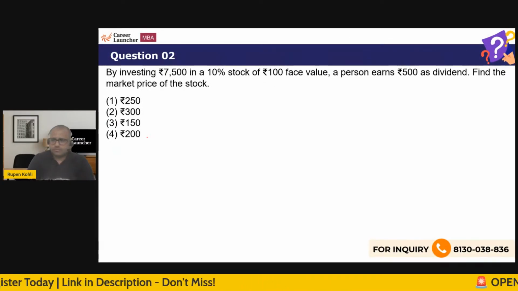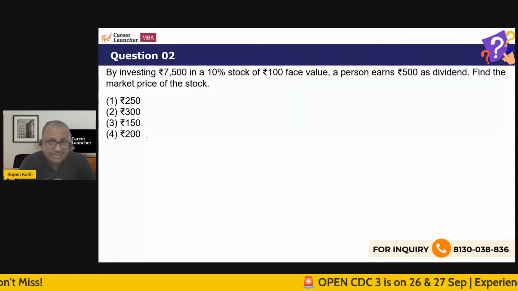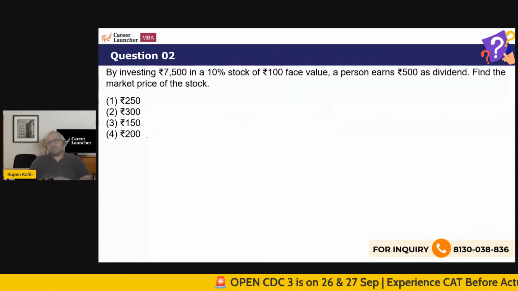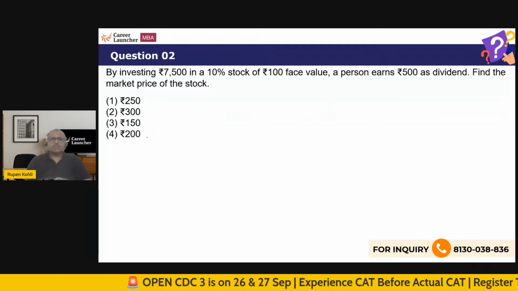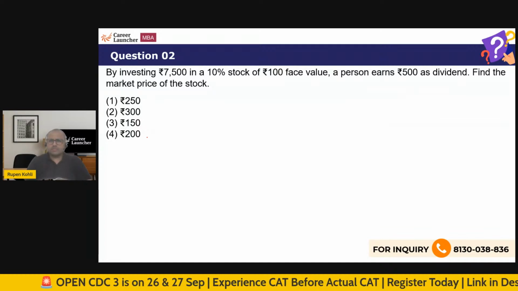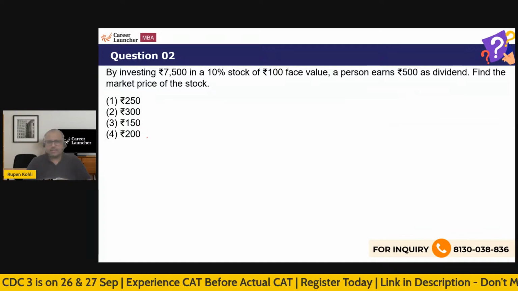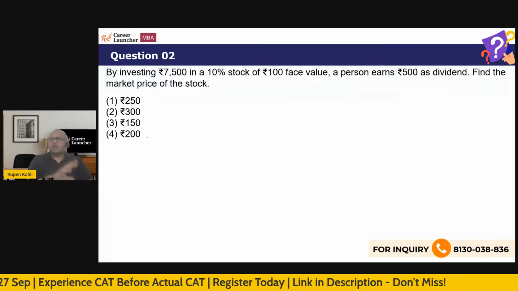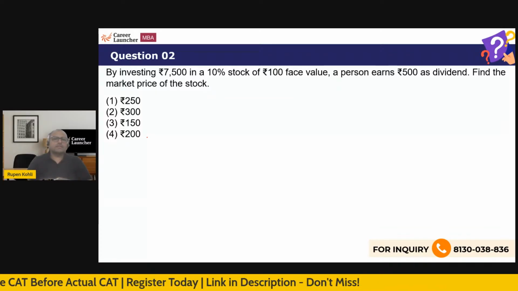Okay, so people, we are focusing on NMAT and SNAP. तो NMAT and SNAP के कुछ specific topics होते हैं, जैसे कि stocks, right? इस पर questions specifically इन exams में ज़्यादा देखे जाते हैं. तो I have brought questions across all the topics, right? चलिए, तो इसमें क्या करना है?